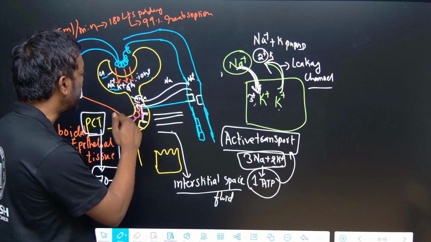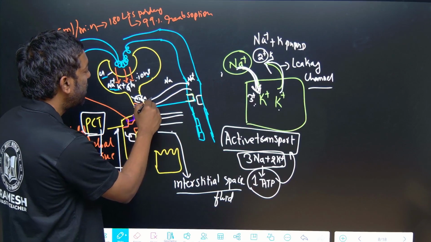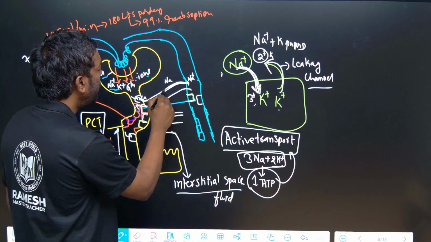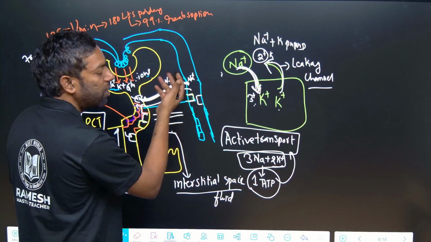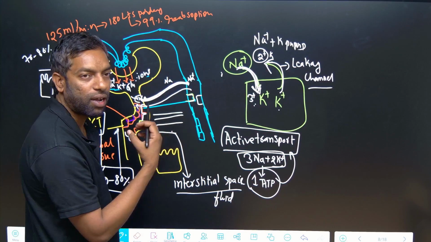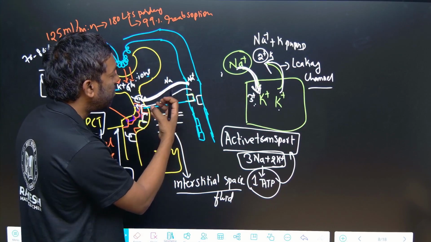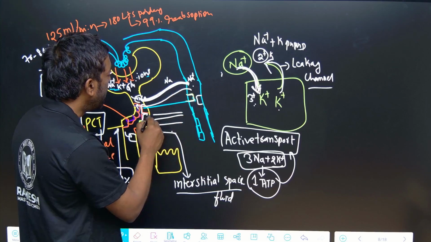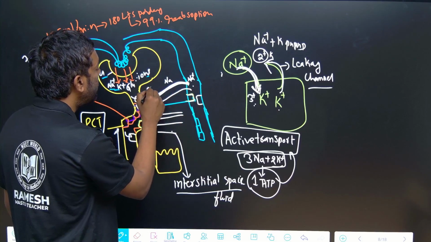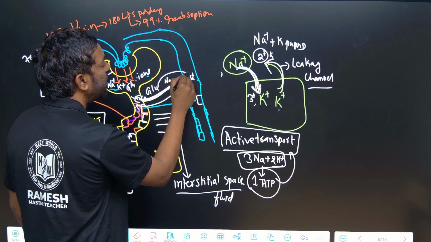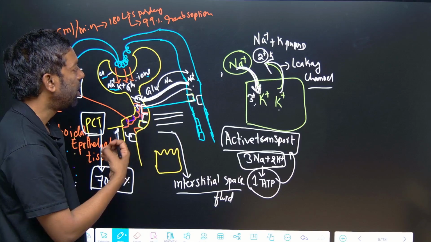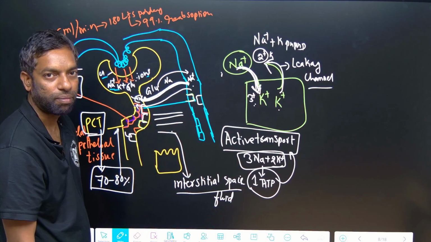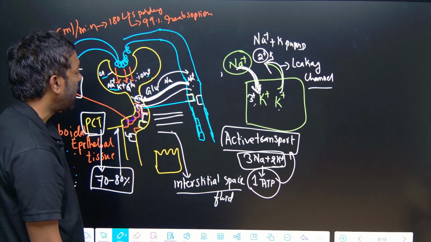Sodium itself does not enter the blood capillary to be absorbed. Along with sodium, glucose also enters. Glucose reabsorption also takes place. This is a symport-like transport system. Mind it.